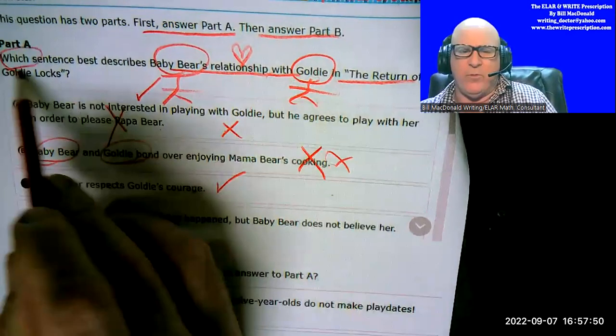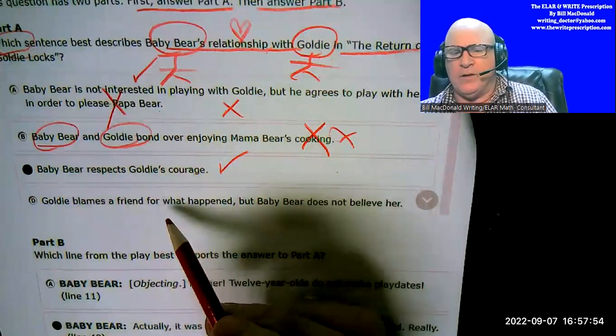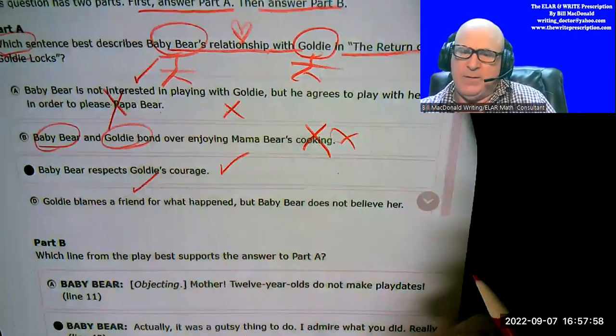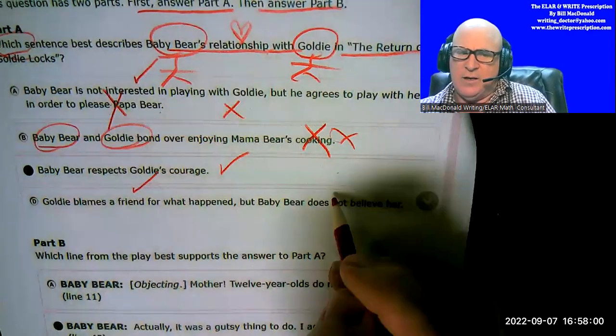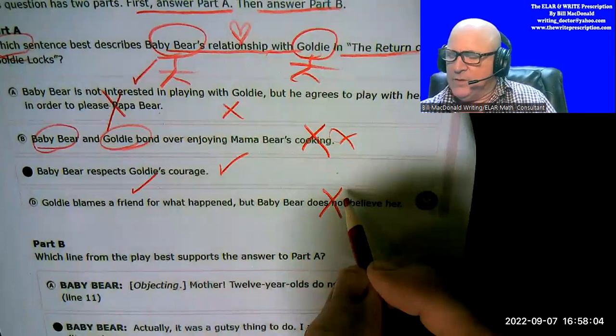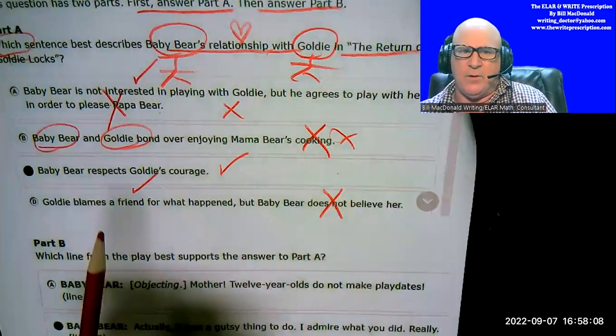Goldie blames a friend for what happened. That is true. But Baby Bear does not believe her. That is not true. Baby Bear does believe her, and it causes them to be better friends than they were before. Okay?